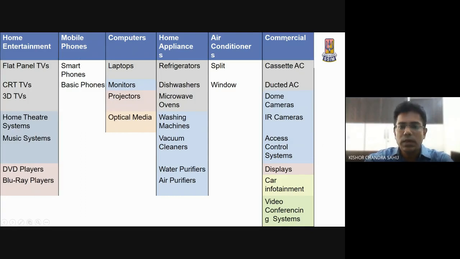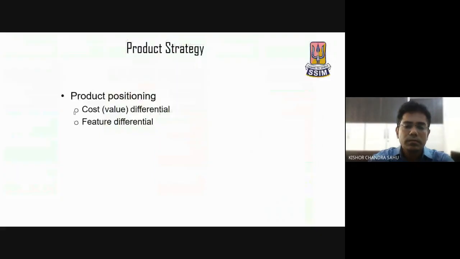So from this end to that end, it will be product width, and in each product line, the number of product items are called product depth, or product line depth. So that's what product mix is about. Then let's look at the different product strategies which the marketers mix in their product strategy to grab maximum market share, or whatever their objective is.